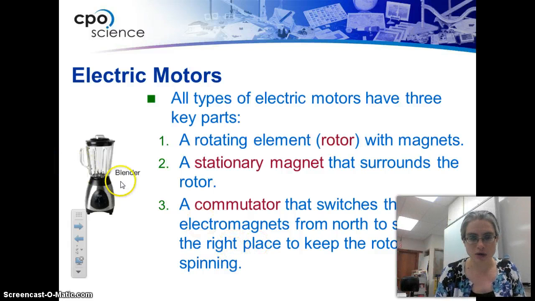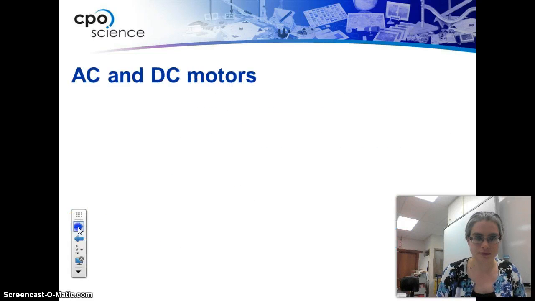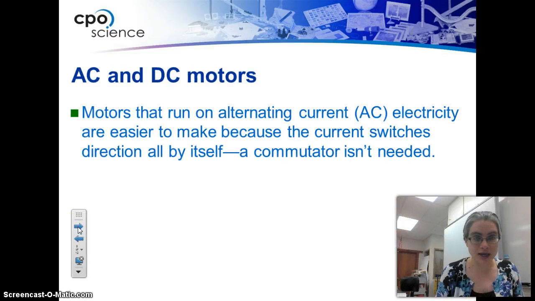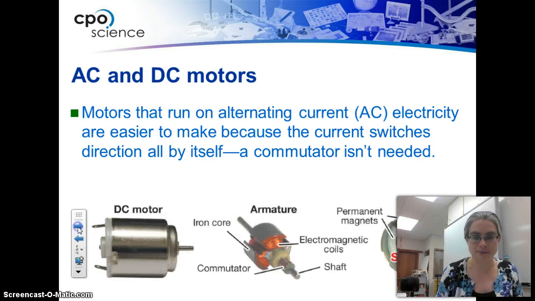So in a blender, you change the speed of the commutator, you change the speed of how fast the shaft is rotating and how fast things get chopped up. Okay? So we've got alternating AC and DC motors. Motors that run on alternating current electricity are easier to make because the current switches direction all by itself. You don't need a commutator.